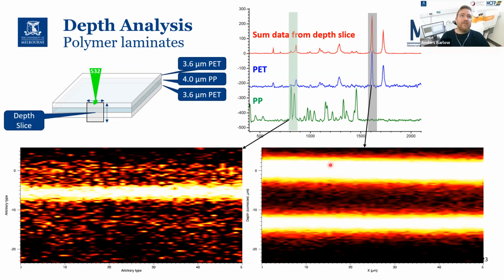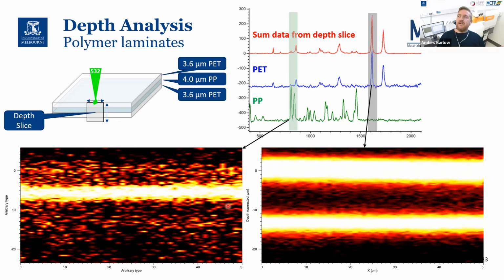Our PET signals are most intense at the surface and then deep subsurface. But then this is our polypropylene signal here that is sitting in between our 2 PET signals. So this is an example basically of a multi-layer polymer laminate, and we can show the depth of those different layers as well.